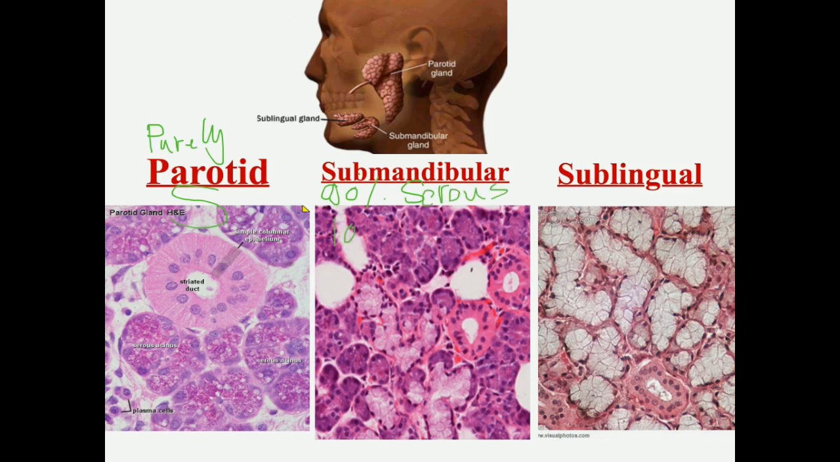The remaining 10% will be two things: mucus and mucoserous. In the case of the sublingual gland, it is mucoserous, such that the majority are mostly mucus, with mixed mucoserous acini. But no pure serous acini in this one.